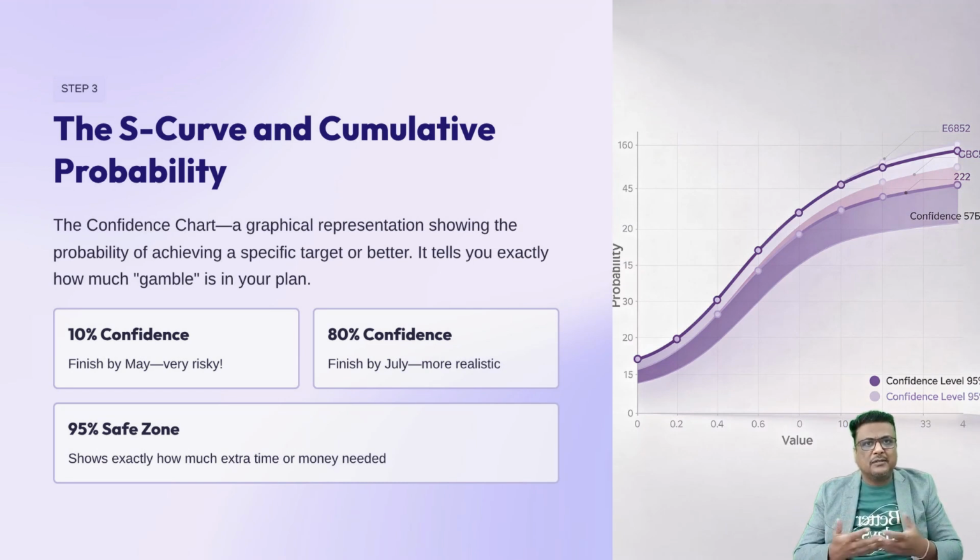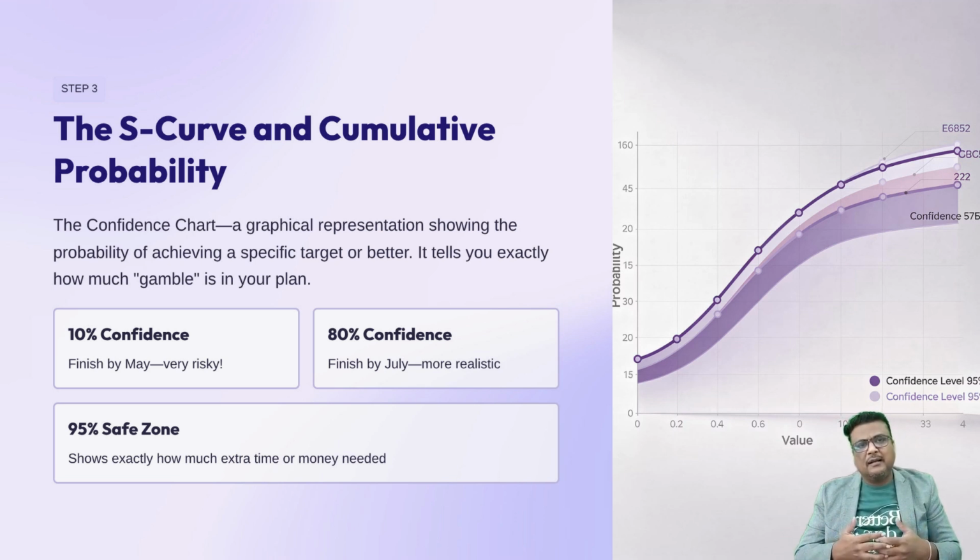The book style definition refers to a graphical representation of the cumulative distribution of project outcomes, showing the probability of achieving a specific target or better. To translate that into human speak, it's the confidence chart. It looks like a big lazy letter S. This chart tells you exactly how much gamble is in your plan.